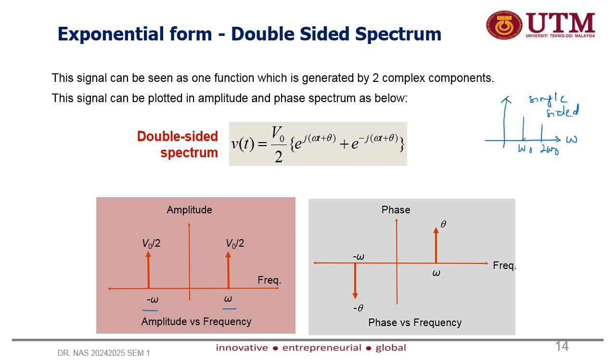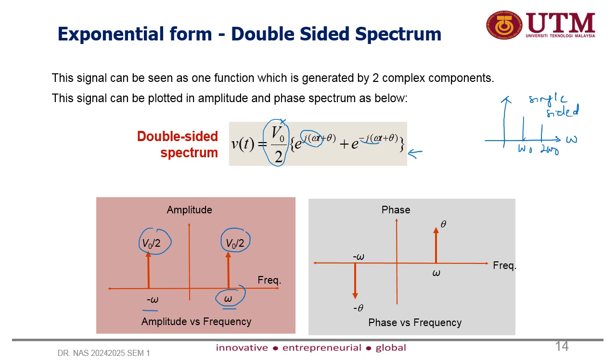Okay, if you look at this equation, you have the amplitude of V0 over 2 for the positive frequency. Okay, positive frequency, so the amplitude is V0 over 2. And for negative, if you expand the equation, this is negative omega. So for negative frequency, the amplitude is also V0 over 2.